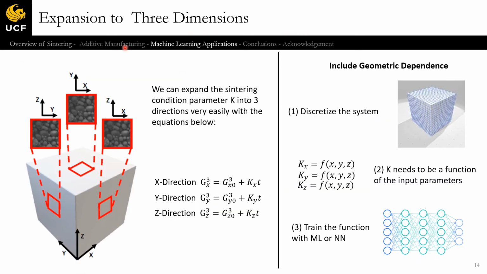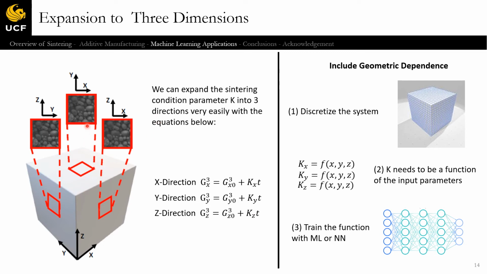So if we want to take those grain size measurements and grain size equations and expand them to 3 dimensions, we can do that using these equations here. Just basically break it apart and separate K into 3 different X, Y, and Z directions. Here's a graphical illustration of that.